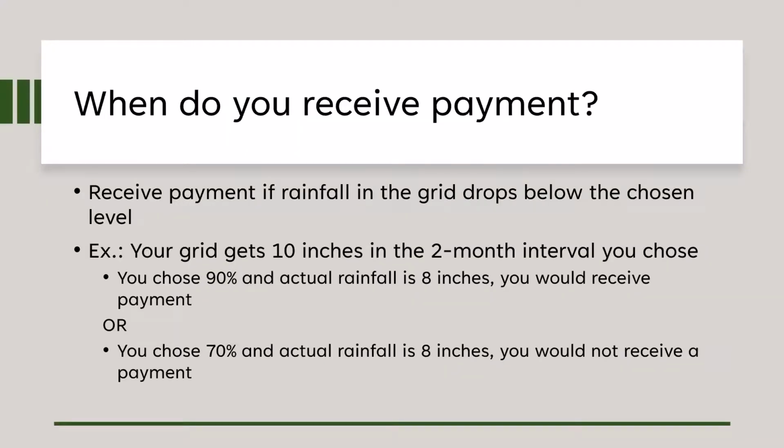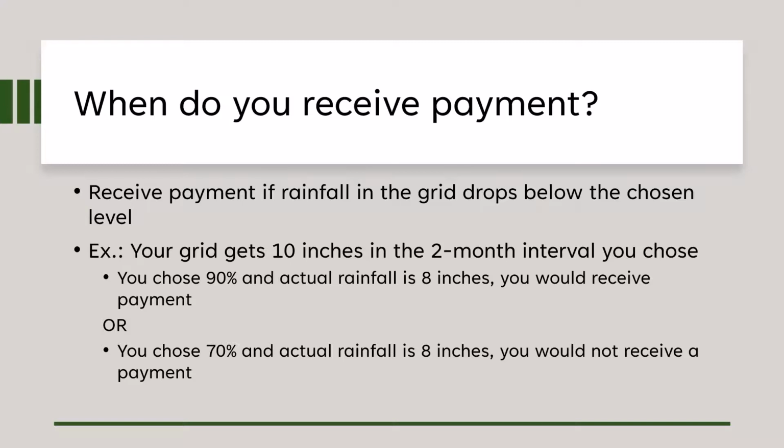So here's an example of when you would receive a payment, and you would only receive payment if the rainfall in your grid drops below the coverage level you've chosen. So for example's sake, and for ease of example, we'll say the grid our fields are in gets 10 inches in the 2-month period that was chosen. So, that is a ridiculous amount. But for example's sake, to make this easier to understand, we'll say 10 inches in the 2-month interval.